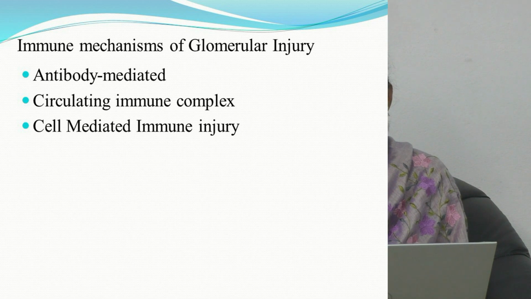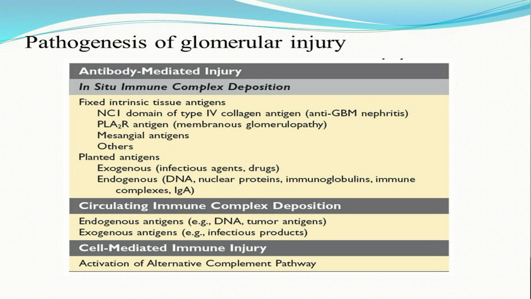Now we come to the immune mechanisms of glomerular injury. It can be antibody mediated, by circulating antibodies, or cell mediated immune injury. This slide shows the immune complex deposition. It can be against the antigen, or circulating immune complex, or cell mediated. The in situ immune complex can be formed because of fixed intrinsic tissue antigens or planted antigens.